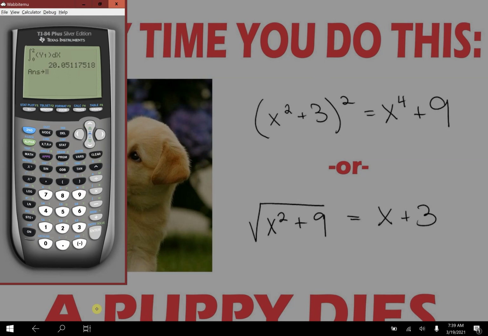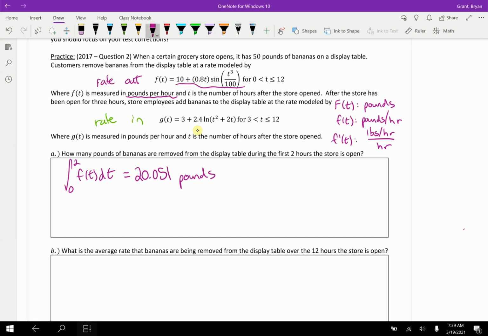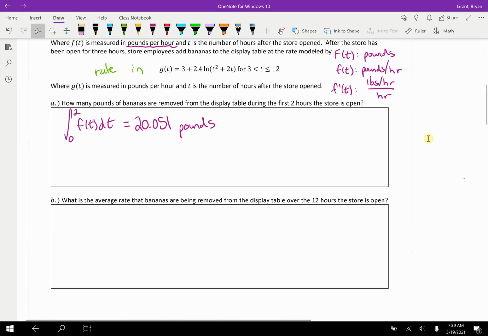All right, let's motor on through. The rest of these should go a little faster. What's the average rate that bananas are being removed from the display table? So again, we're talking about removal, so we're talking about f of t still. The average rate, well, here's what I see a lot of students do for this. They go, ooh, I know how to find the average rate of change.